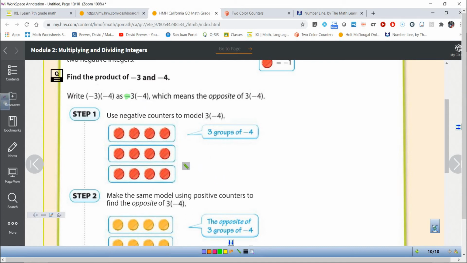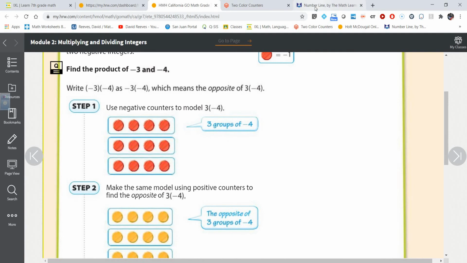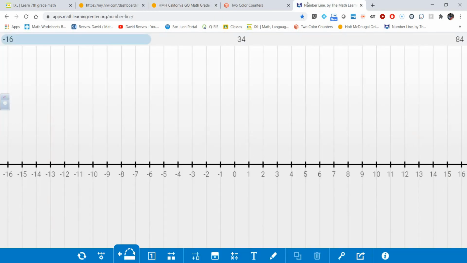So I take 3 times negative 4, which is all reds, and then I simply make them yellow. Okay, if we had those double-sided counters, we would just flip them all over. All right, and this side would be the yellow side. All right, but what about on a number line? What would that look like on a number line? How could we do a negative times a negative?